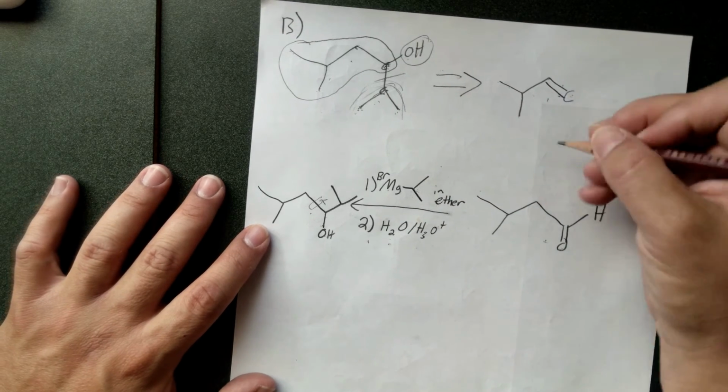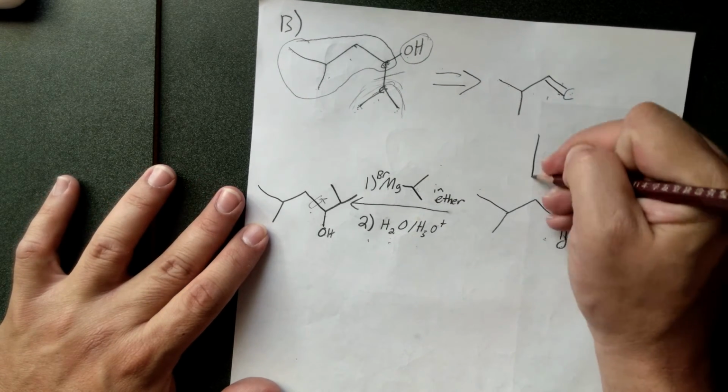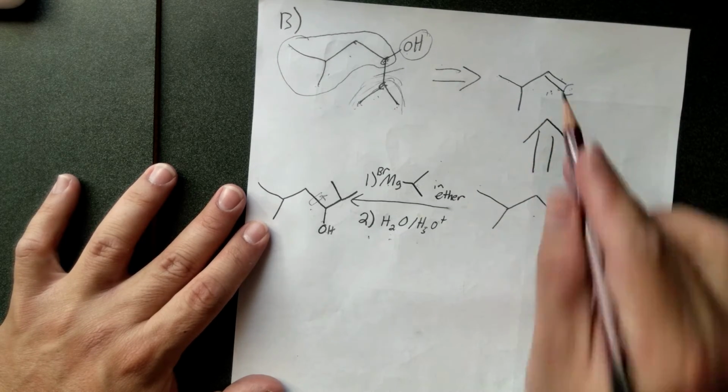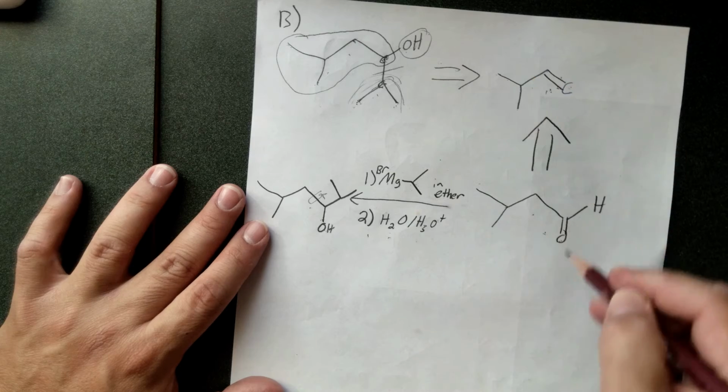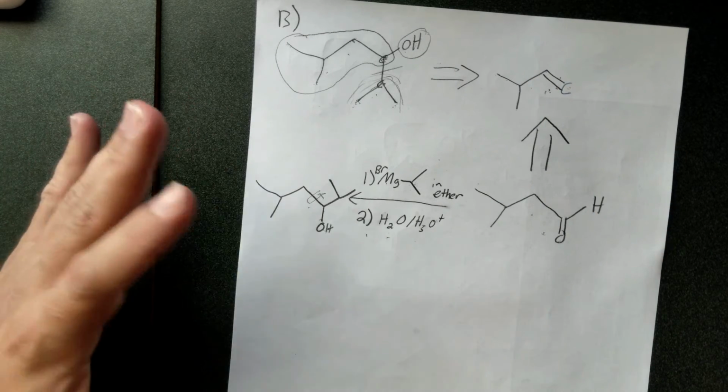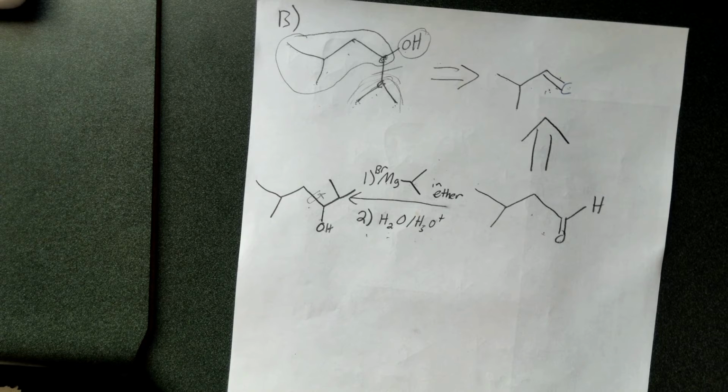So the real question then is, how do we make this from this? How do we transform this alkene into this aldehyde? And once again, you just think about the recent reactions you've learned in these latest chapters. Have we learned how to make aldehydes?